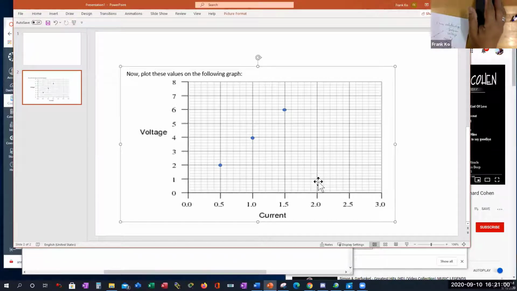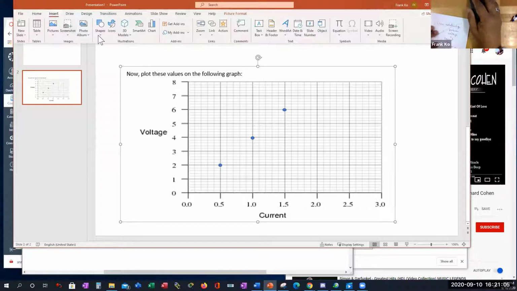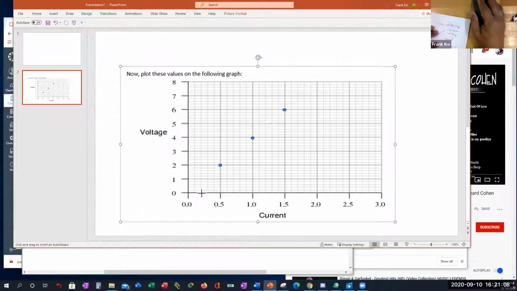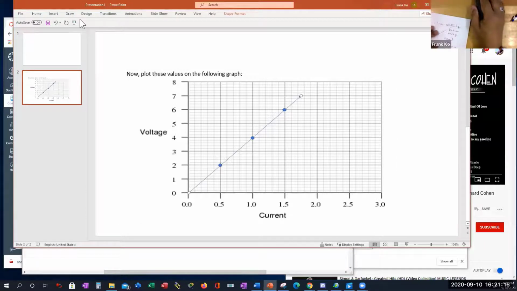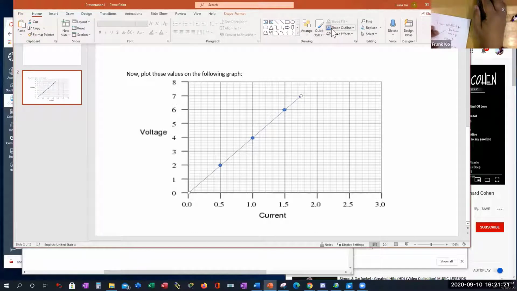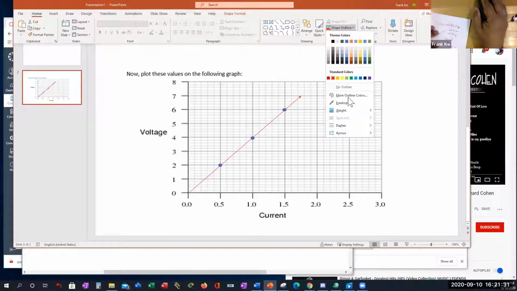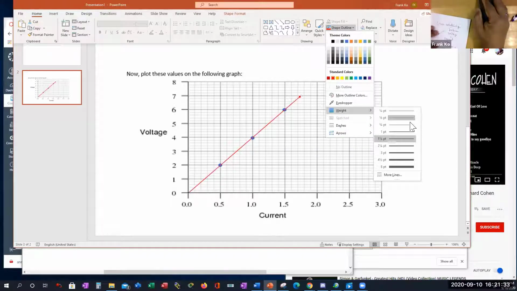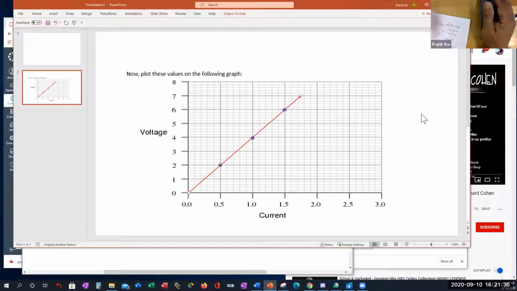If that works out to be the case, then I would insert a line. So come in here, shape. Let's go ahead and draw one from here straight out with an arrow. And I might want a different color on that. So go ahead here, pick red, let's say, and I want to make this more prominent. Weight, boom. So now that's one way of doing this.